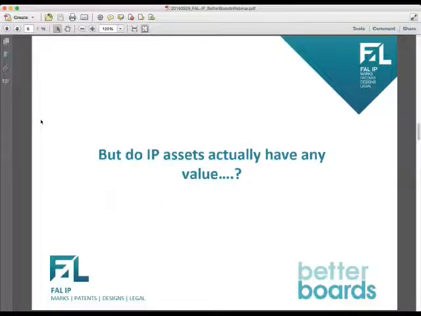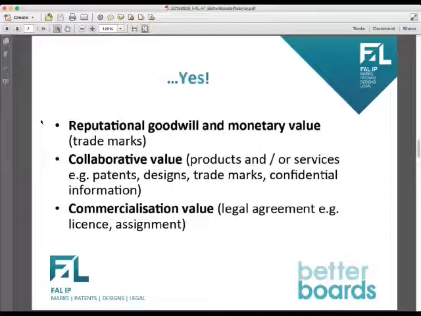And of course, they do. We're in the business of that. So yes, the answer is yes. And we thought we'd just try and tease out the type of value that they have.